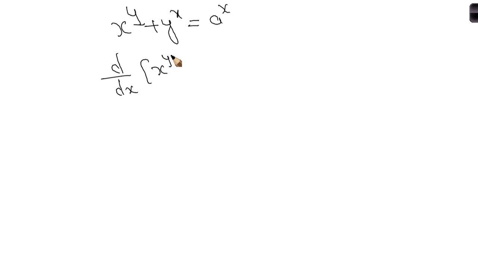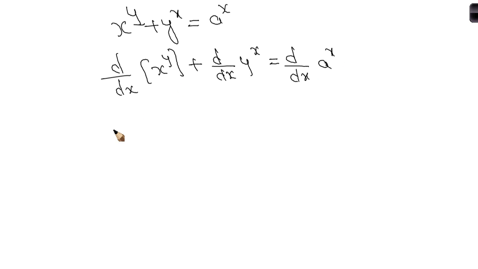I would like to find the derivative of x power y plus y power x is equal to a power x. So the first step would be differentiating both sides. So d by dx of x power y plus d by dx of y power x is equal to d by dx of a power x. This should be our first step.